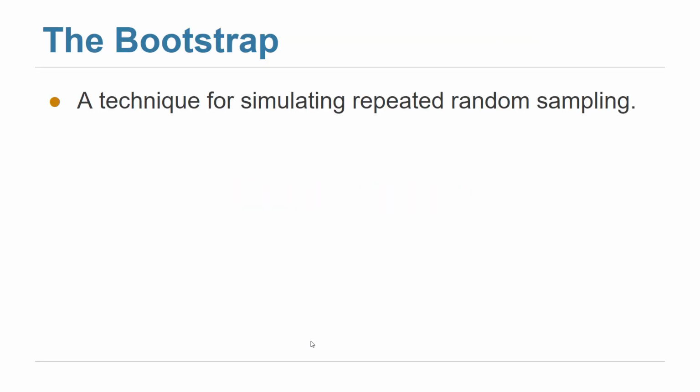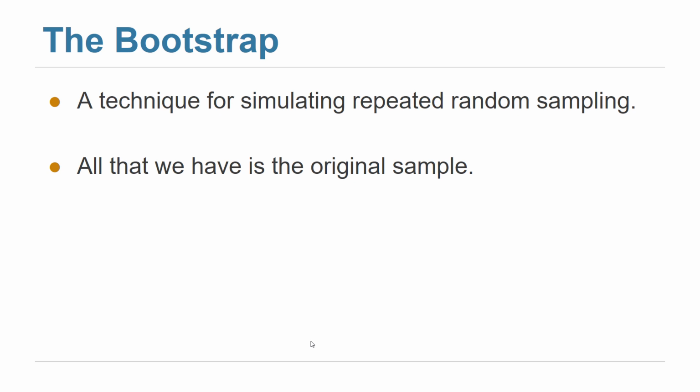The bootstrap method is a technique for simulating repeated random sampling. What does that mean? What we have originally is one sample. We will take one sample from the population, whatever the size is. We'll talk about the implication of the size later, but let's say that we have one original sample, which is large and random. Large, of course, means large enough.